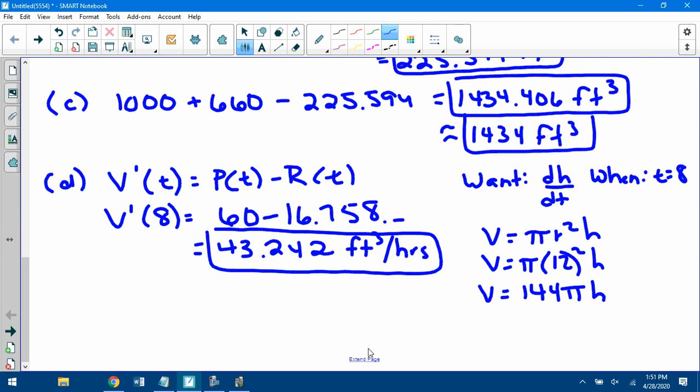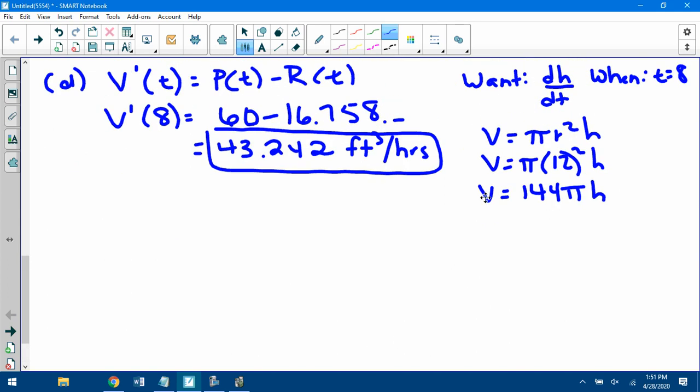Now, if I want dh dt, that means I have to take the derivative of this equation with respect to t. So dv dt would be equal to, what's the derivative of 144 pi h? Think of this as just a constant. So if this was like 5h, the derivative would just be 5. So this is just going to be 144 pi times dh dt.